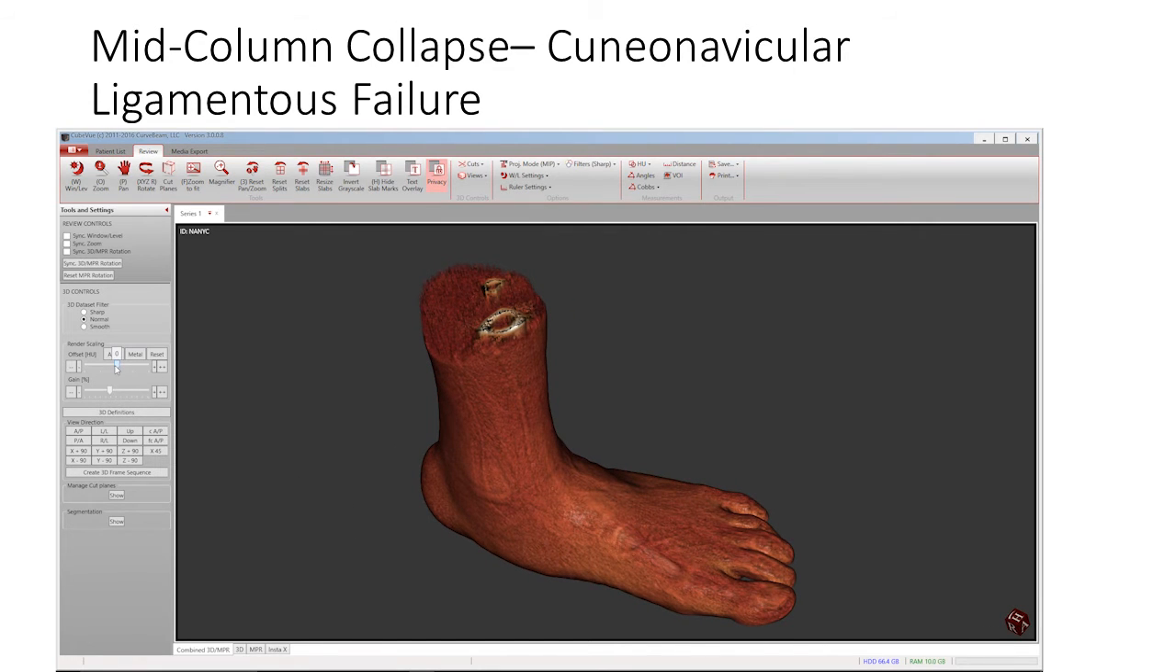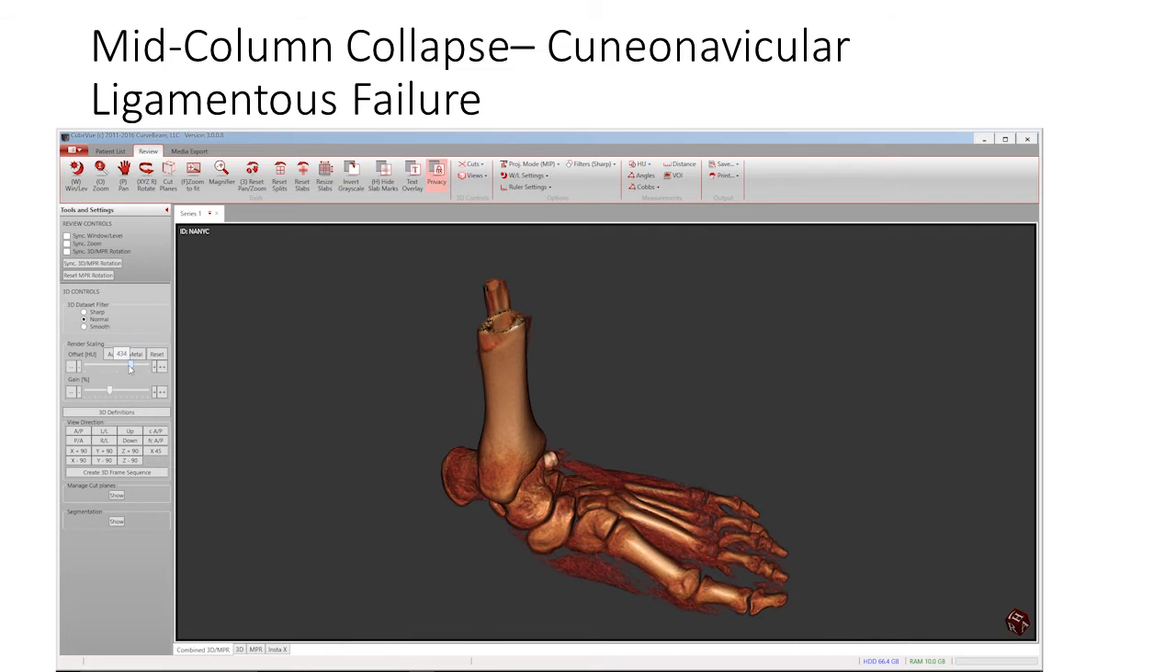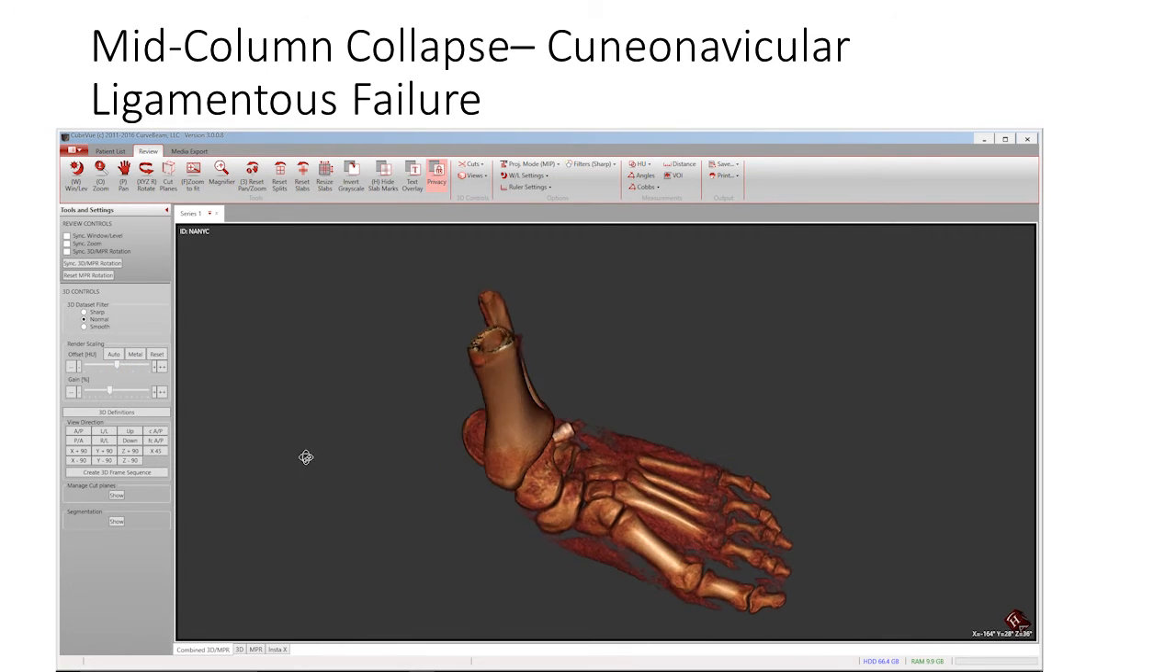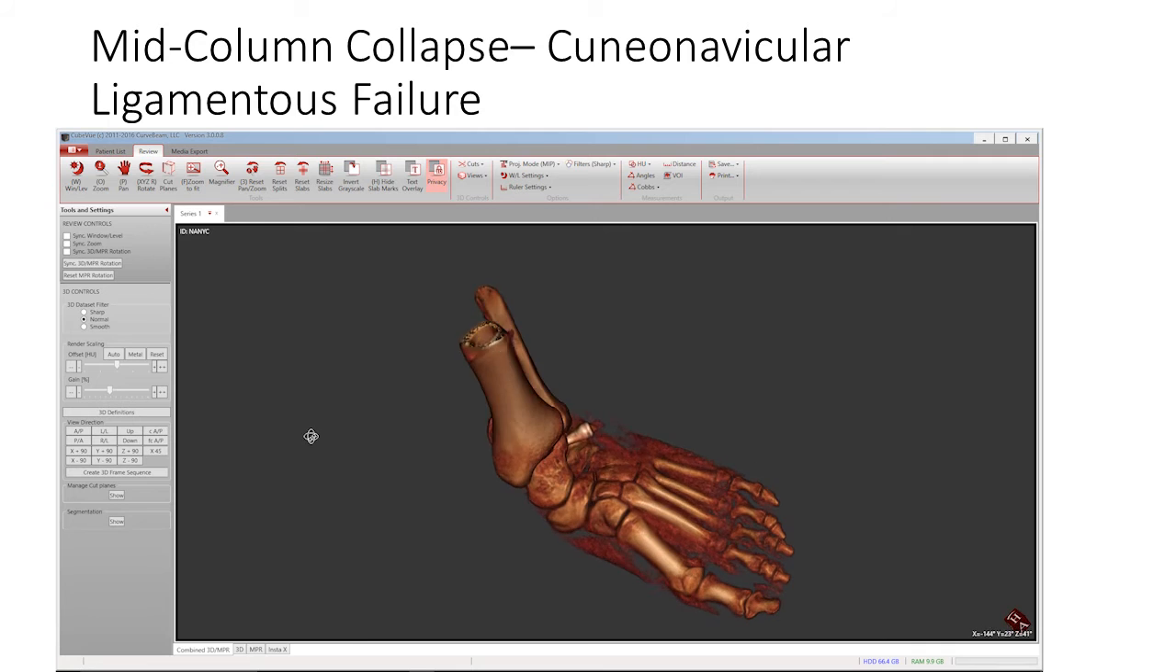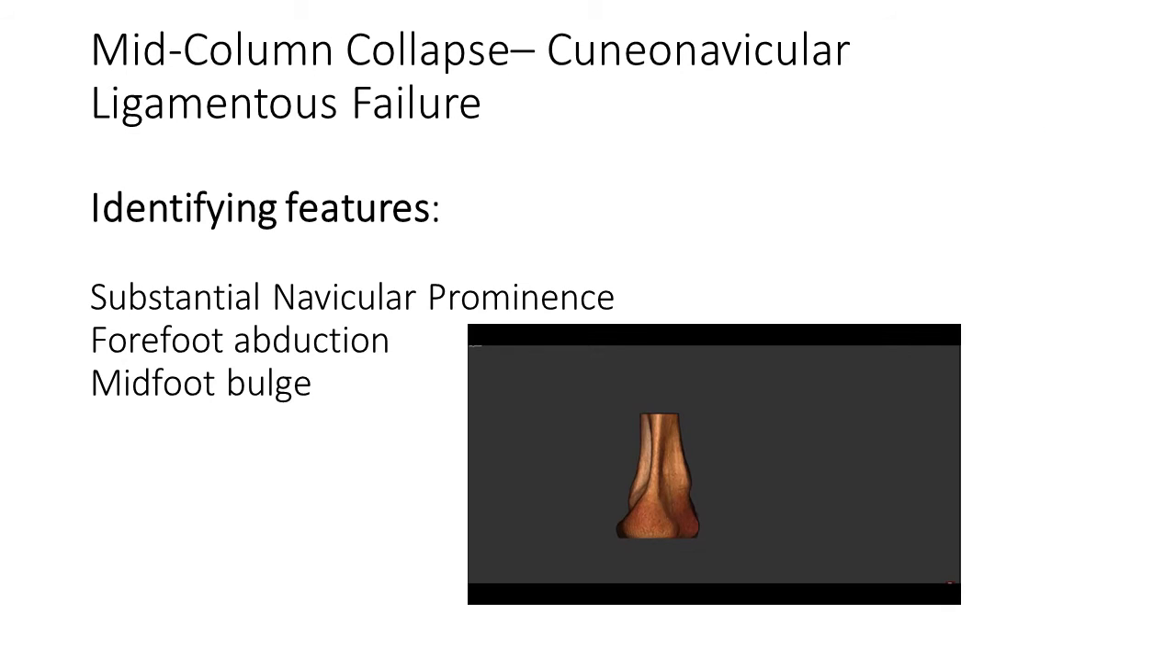When you take away the soft tissue, you can see that it's often associated with a very prominent, substantially prominent navicular. Now, the navicular is always prominent, just like the medial malleolus is always prominent. But in these cases, it's substantially more prominent than usual. You are also likely to have forefoot abduction and a midfoot bulge.